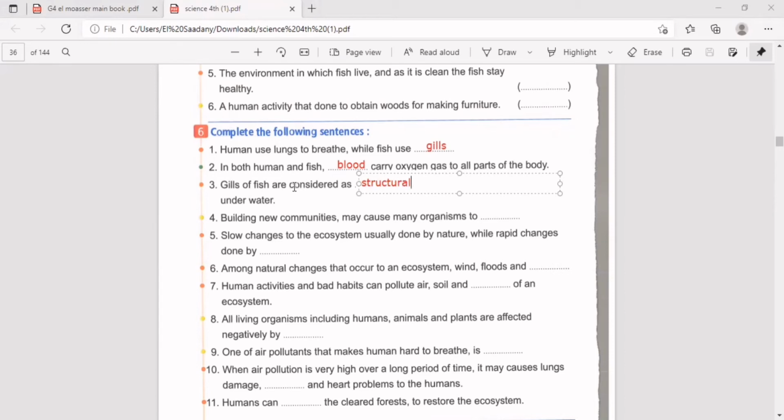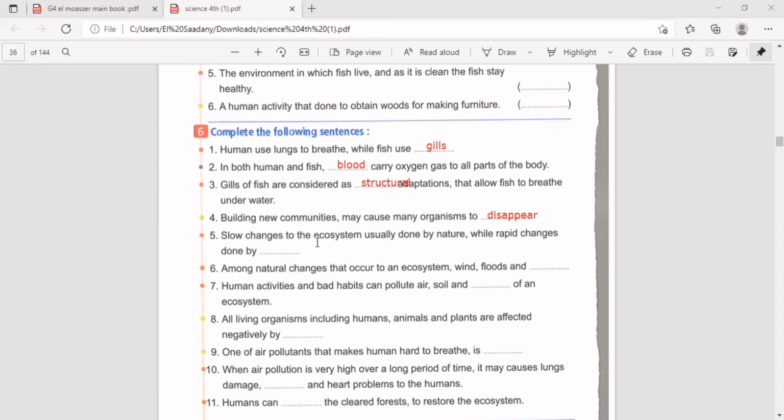Building new communities may cause many organisms to. When we build new communities, when we build new places, what will happen to the environment or the ecosystem? So these organisms, what will happen to them? They can disappear. They can move, they can die, they can become extinct. So many organisms can just disappear.